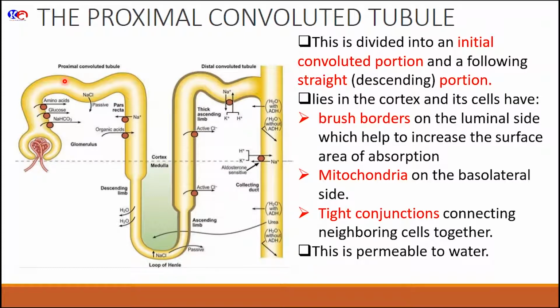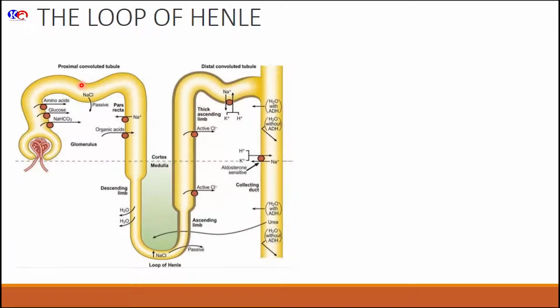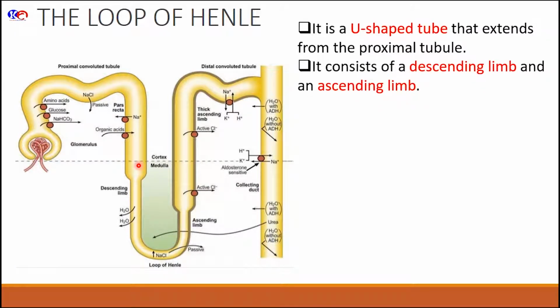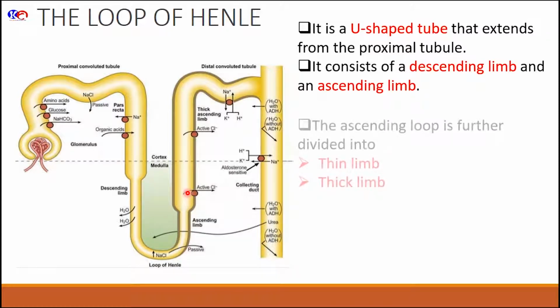Of course, this part is very permeable to water. Usually about 65% of the filtrate or the water that is filtered is reabsorbed in this part. Alright, so let's move to the other part, which is the loop of Henle. It is usually U-shaped, as you can see, beginning from the proximal convoluted tubule. It consists, as we said earlier on, of the descending limb and the ascending limb.